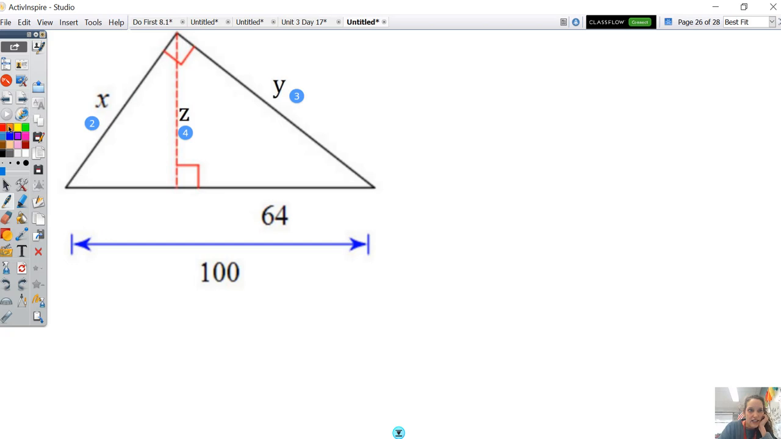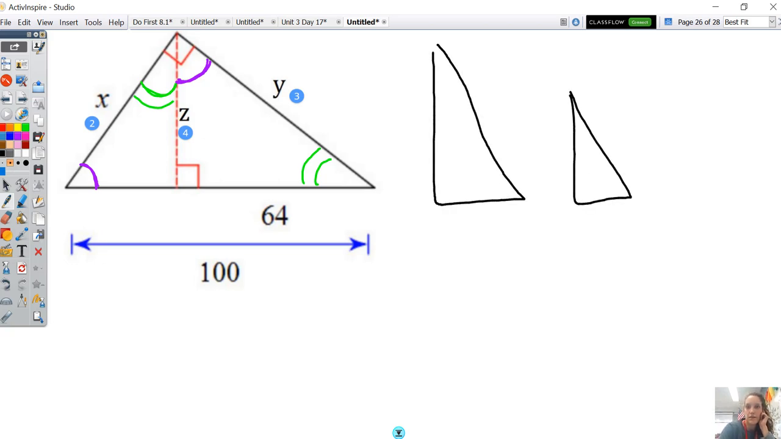Okay, second question. I'm going to do the colors thing, which I highly encourage you to do. So I'm going to call this my purple angle, and this is my purple angle. And then this is my green angle, and this is my green angle. I'm going to draw those three triangles separately: big, medium, small. I'm going to put the green angle at the top, purple angle at the bottom.